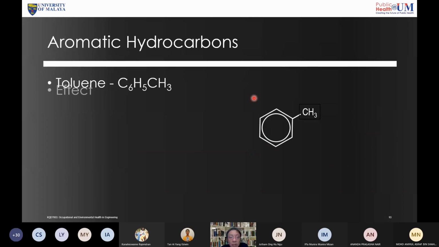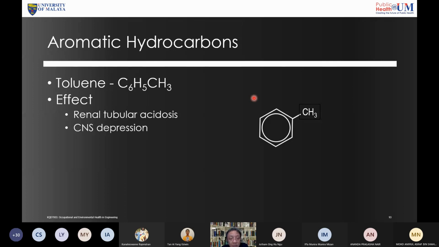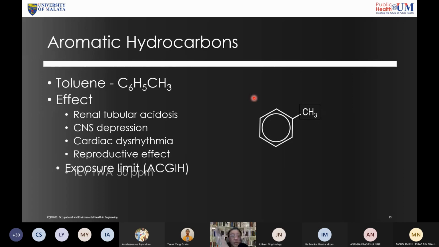And then the aromatic hydrocarbon is toluene. The effects are renal tubular acidosis, CNS depression, cardiac dysarrhythmia. Cardiac dysarrhythmia means your heart does not pump properly, and it causes reproductive effects. You will see that the TLV, TWA is 50 parts per million. Just now, what was it for benzene? What is the TLV, threshold limit value, time weighted average for benzene? It was 0.5 parts per million, correct?